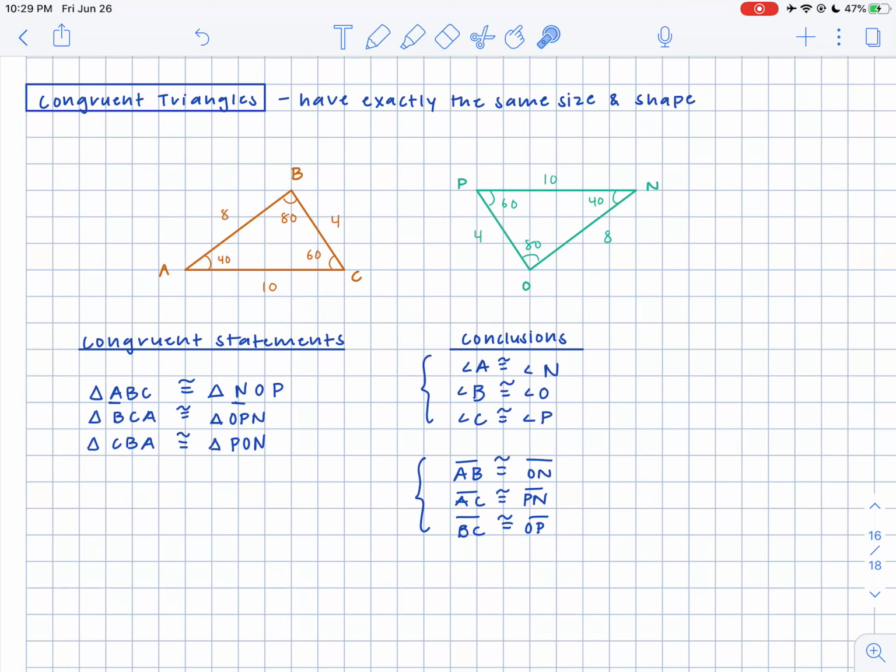So we can draw 6 conclusions. And remember, congruent statements, we can write either one of these. We don't have to write all 3, but these are 3 different ways you can write congruent statements. The important thing is that the vertices correspond to each other. Okay?